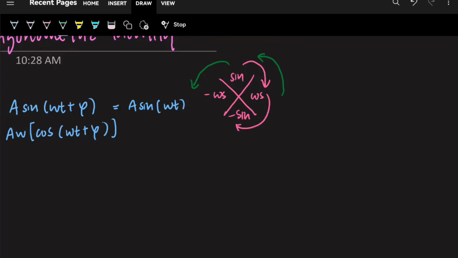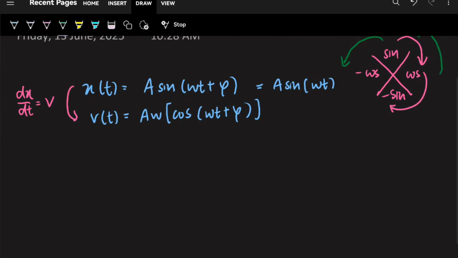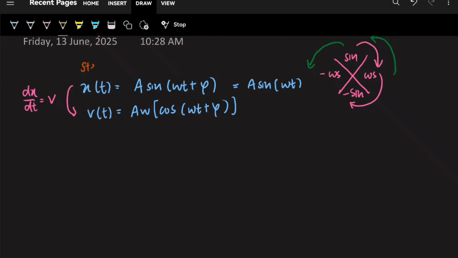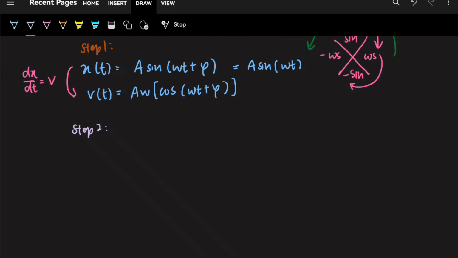Now that we have differentiated, step 1. What is our first step? Actually, this is our step 1 ideally, which is differentiating it. Now, what will be our step 2? Well, step 2 is, we're going to multiply the x function with omega.